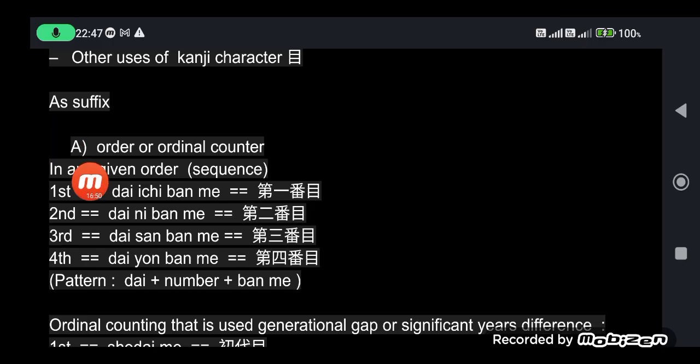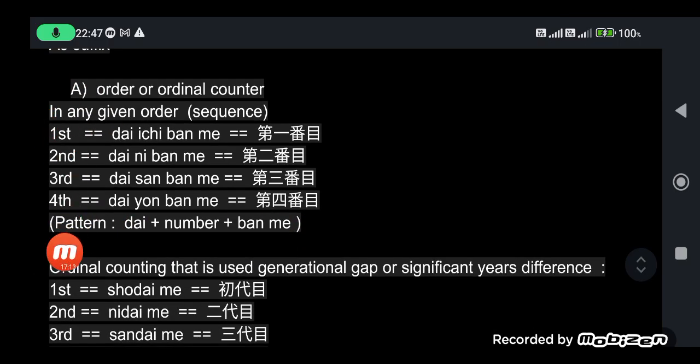When it is used as a suffix, it could mean ordinal counter. Let's say, in any given order, the position in a sequence. First is daiichibanme. Second is dainibanme. Third is daisanbanme. Fourth is daiyonbanme. So you can see a pattern here. Dai plus number plus banme.